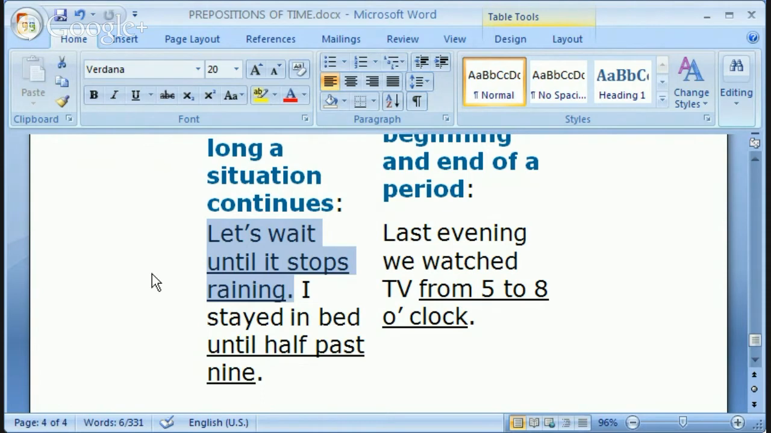Okay, I will wear a hat until my hair grows back. Okay, all right. It can be quite vague, actually. Or I can use it to talk about the past. I stayed in bed until 9:30. I stayed, it's a simple past verb, simple past tense. Okay.